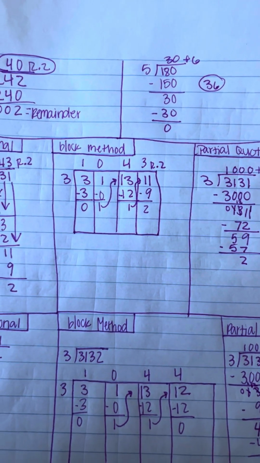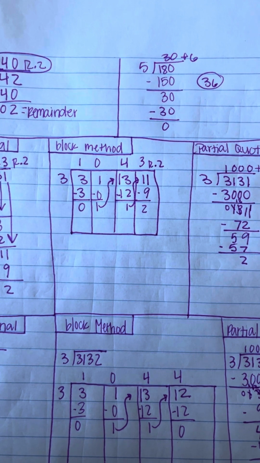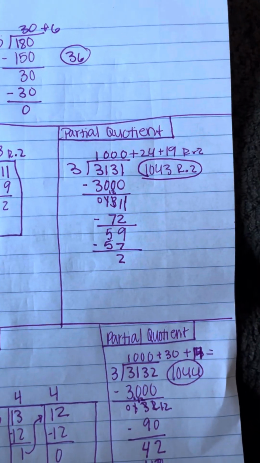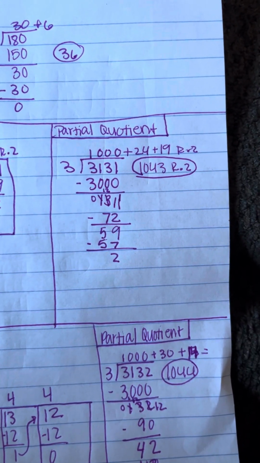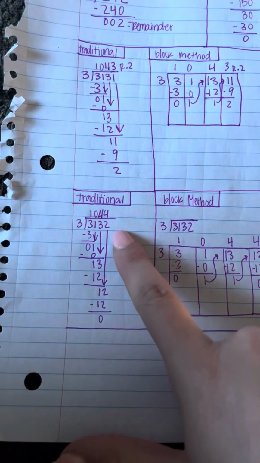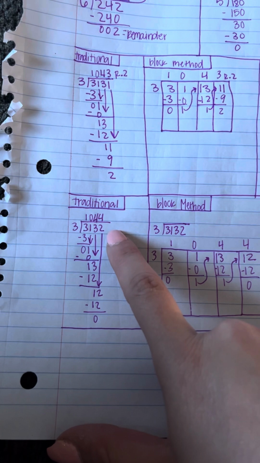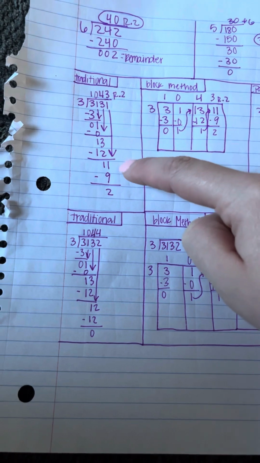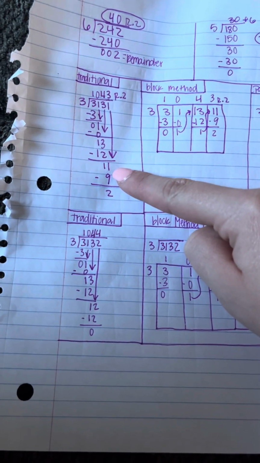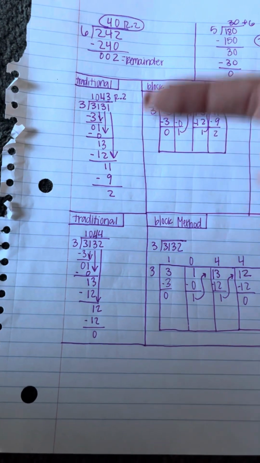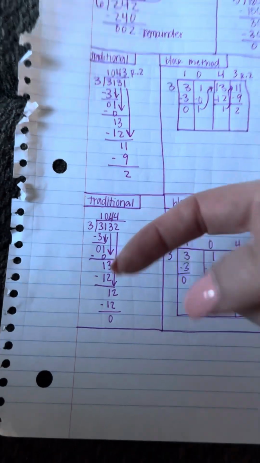And then here's how I did it with the block method. And then here's how I did it with the partial quotient. And then what made me think to change the 1 to a 2 to make it so there's no remainder, I saw that right here, you'd be bringing it down to make 11, but I thought to myself, well, if I change this to a 2, then when you bring that down, that'll make 12, and 3 can go into 12 4 times, so then that'll make it so there's no remainder.